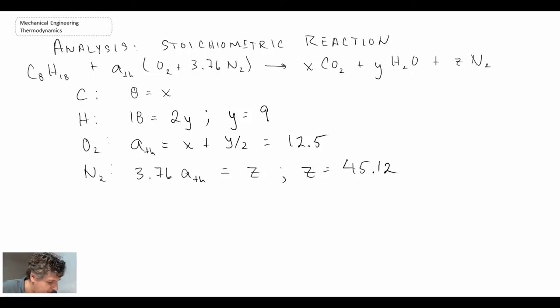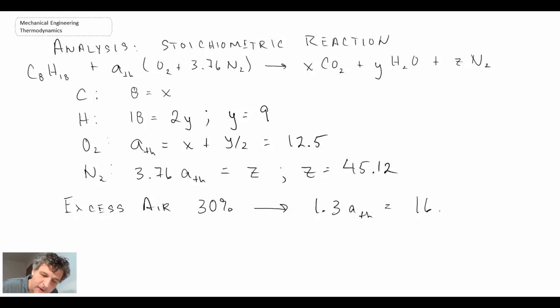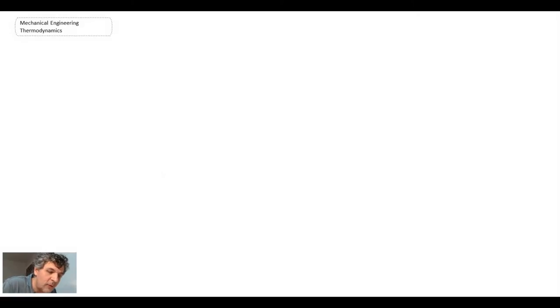The next thing we're going to do is rewrite the equation and do our excess air calculation. If you recall, with excess air, we said it was 30%. That means we're dealing with 1.3 times the theoretical air, giving us 16.25 in the equation. That will leave free oxygen on the product side of the equation. So I'm going to rewrite that equation now.